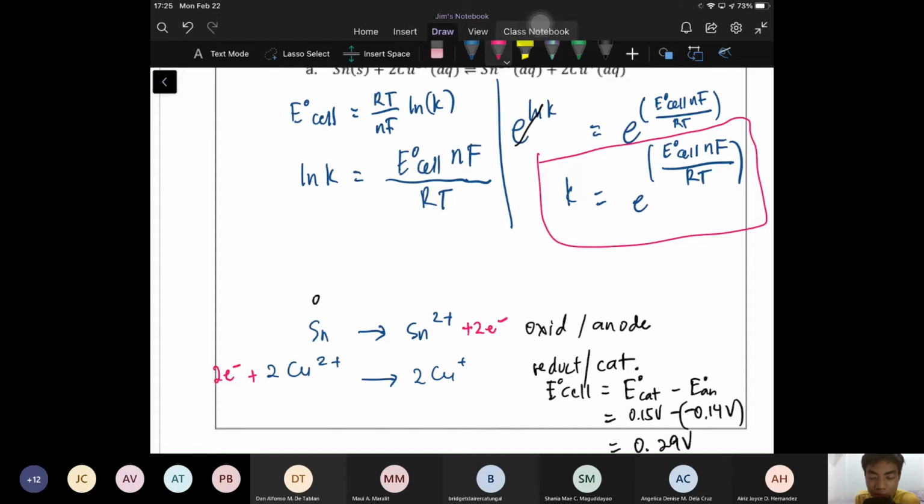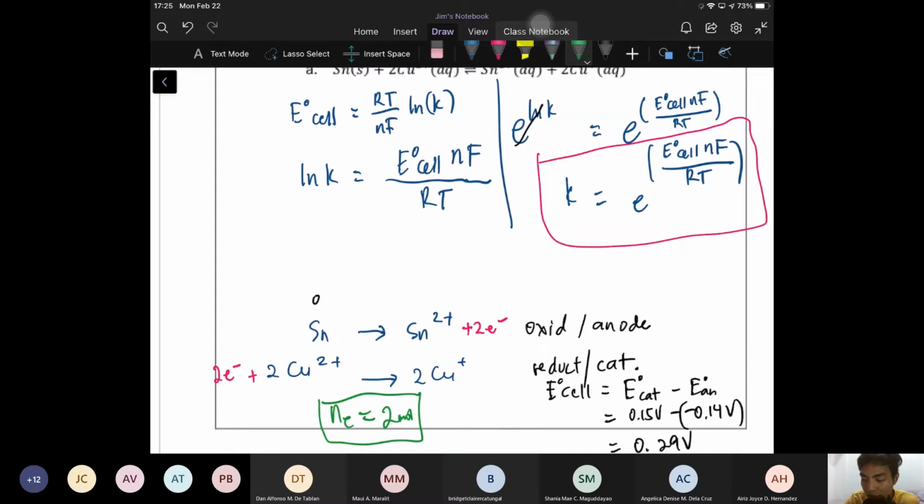Okay? So ano mapapansin nyo? Ano yung coefficient ng electrons? Kailangan equal na yung amounts nila. So the moles of electron is equal to 2 moles. Okay? So ganun lang. So 2 moles yung ilalagay natin dito. So we have E naught cell equals 0.29 volts.